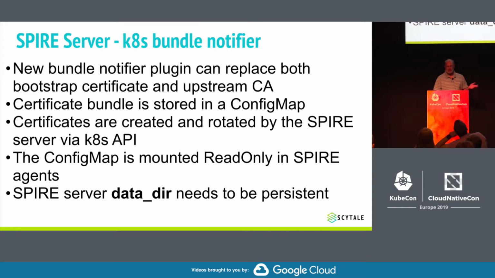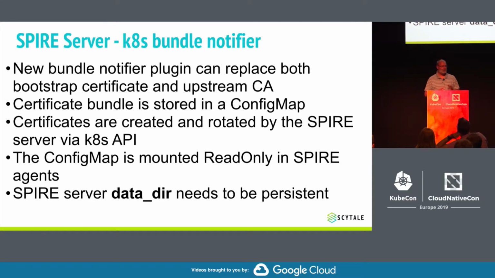And then, as Emiliano mentioned, the new Kubernetes bundle notifier plugin. With this plugin, we can replace both the Bootstrap certificate and the upstream CA. The Bootstrap certificate is a static certificate that the agent uses the first time it starts up to connect to a Spire server to get the TLS handshake started. An upstream CA is an option. It's not a requirement. It's never been a requirement. It was an option where you can use another signing authority instead of just having that be a self-signed certificate.